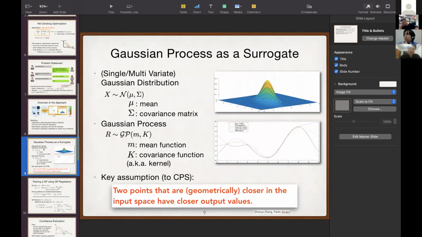I'm not sure if I understood correctly, but here, this assumption is important. I think this method works when the system satisfies this assumption that the system is continuous. So 2 points that are closer in the space will have closer output values.